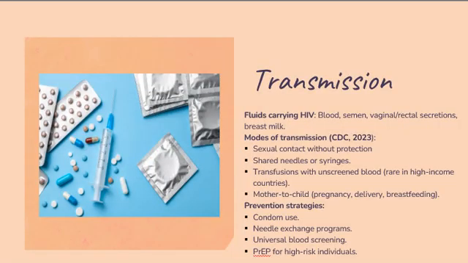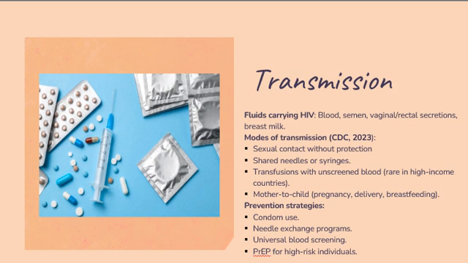Transmission. HIV transmission occurs through the exchange of specific body fluids, which may include blood, semen, vaginal and rectal secretions, and also breast milk. The main routes include unprotected sexual contact, sharing needles, transfusion with unscreened blood, and mother-to-child transmission during pregnancy, birth, or breastfeeding. However, HIV is not spread through casual contact like hugging or sharing food.